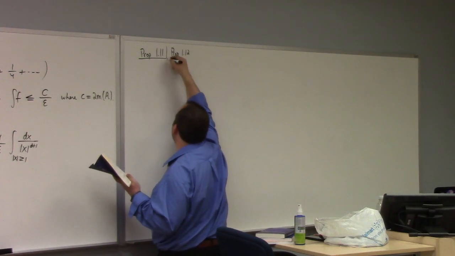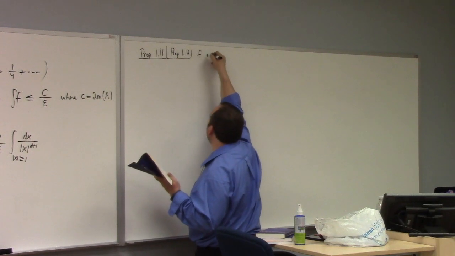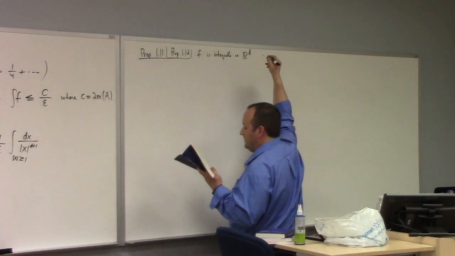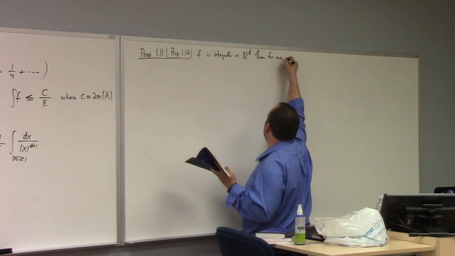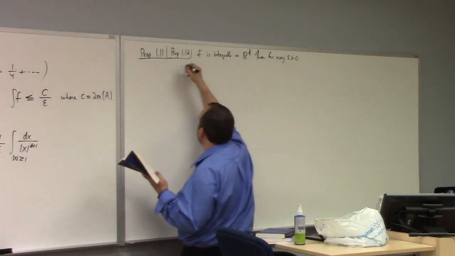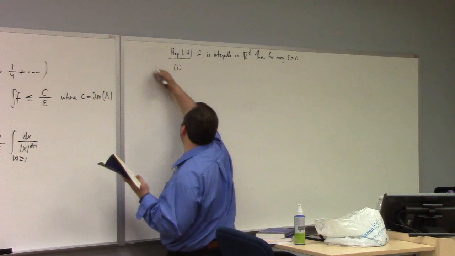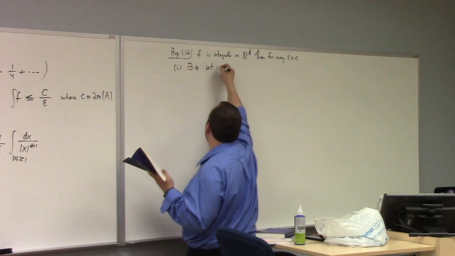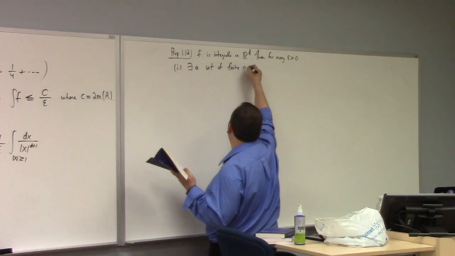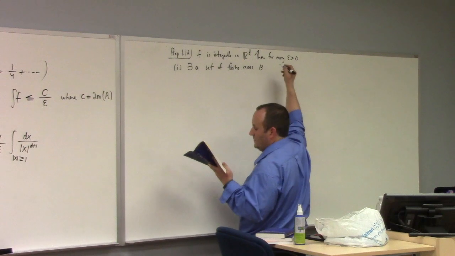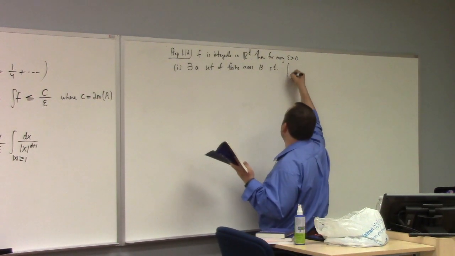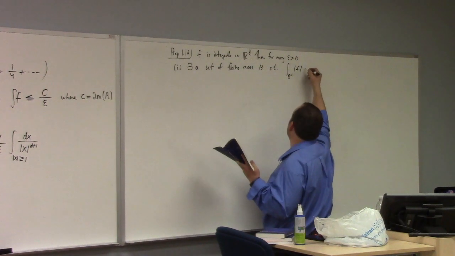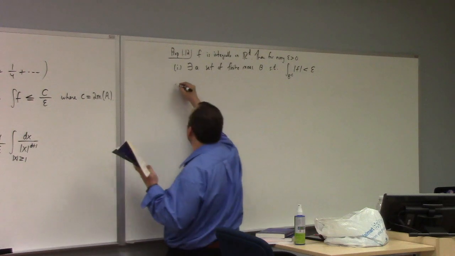what's it say? It says that if f is integrable on Rd, then for every epsilon greater than 0, well, one thing you can do is that there exists a set of finite measure called, let's say, B, such that the integral over B complement of the absolute value of f is less than epsilon. And 2, what's that C?